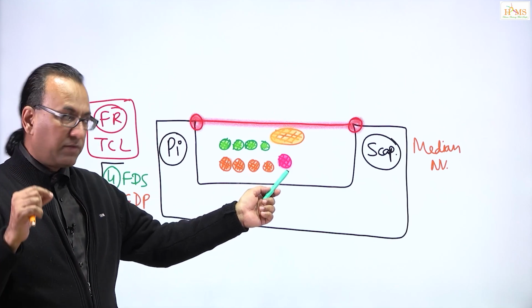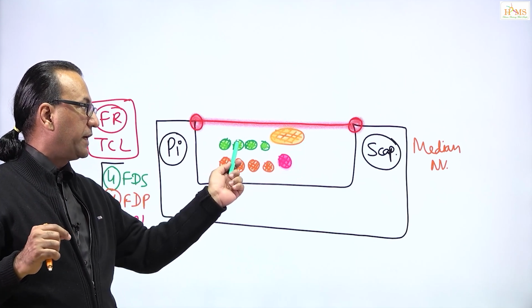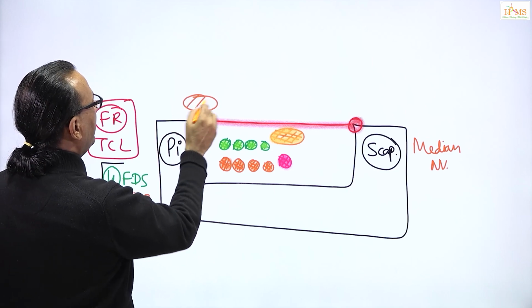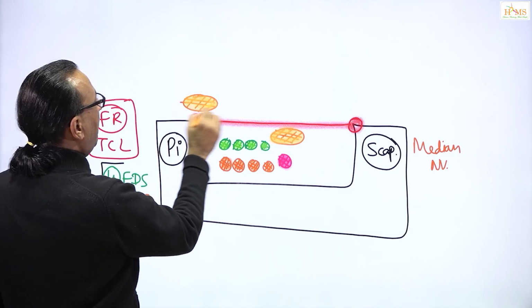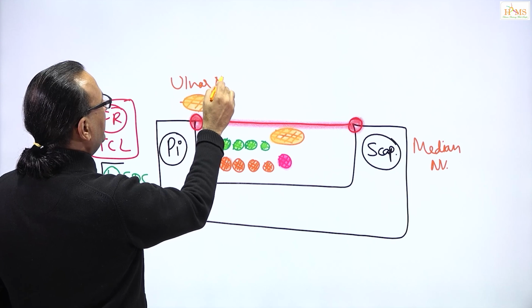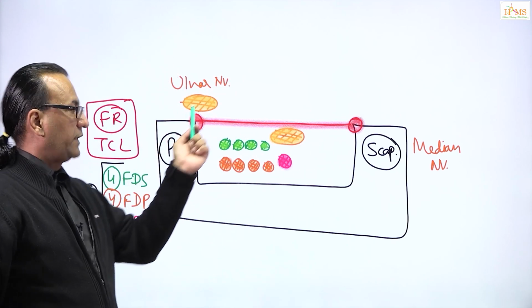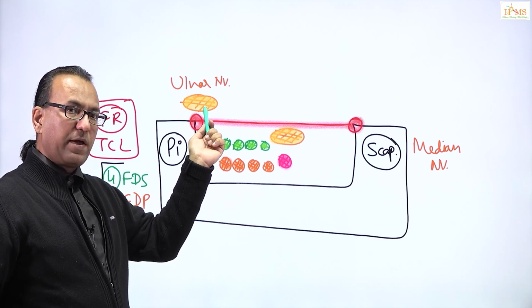Because it is the median nerve which is passing in this restricted space. The ulnar nerve is actually passing superficial to the flexor retinaculum, so it is not getting involved in this syndrome. Then which other structures are passing superficial to the flexor retinaculum? One tendon of the forearm, the palmaris longus.